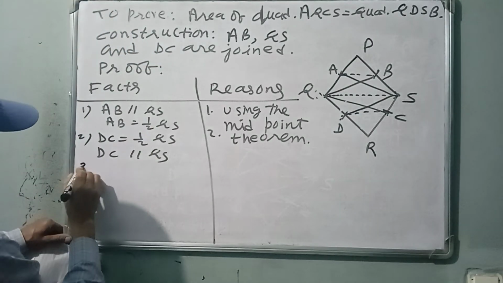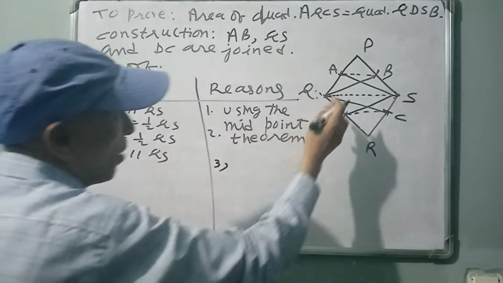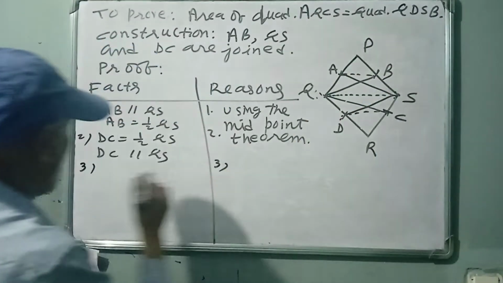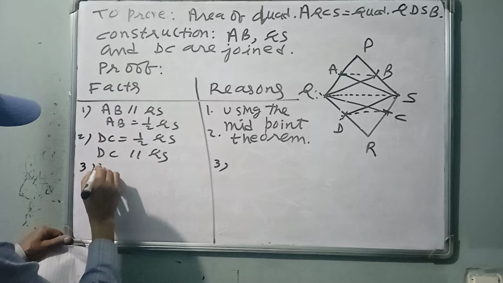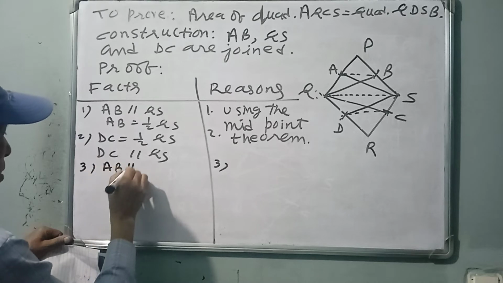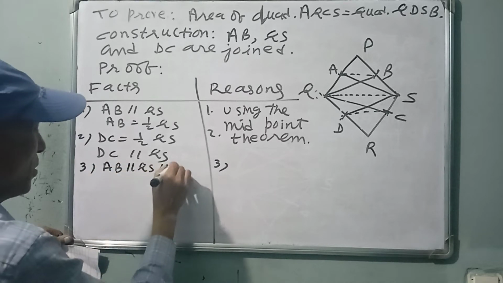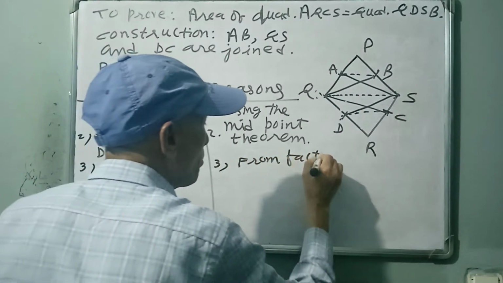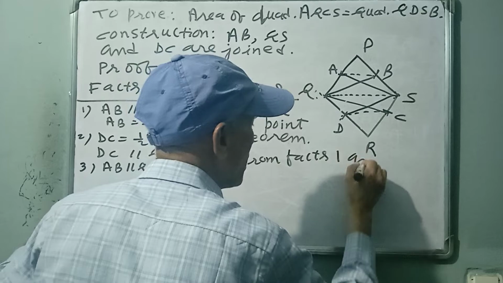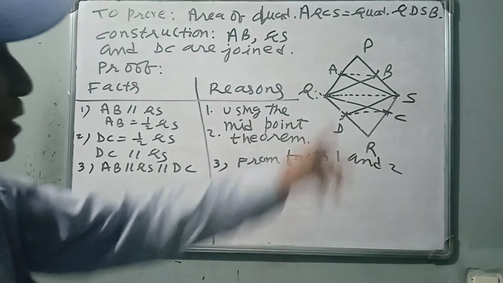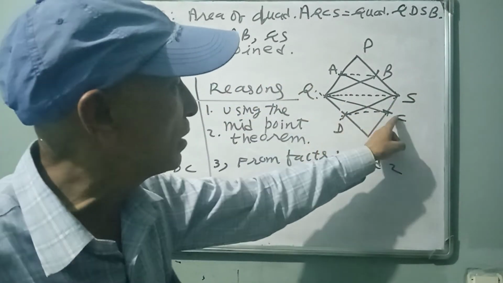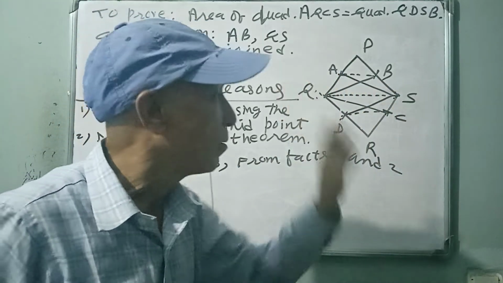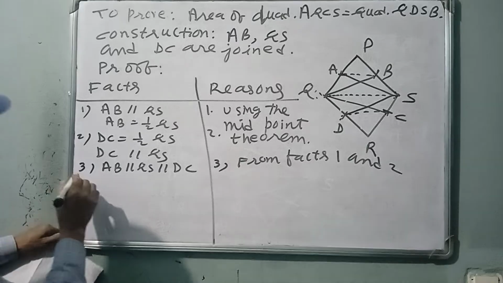We have applied the midpoint theorem. Now it means QS and AB are all parallel. From facts 1 and 2, AB is parallel to QS and DC is parallel to QS. So AB, QS and DC are all parallel.